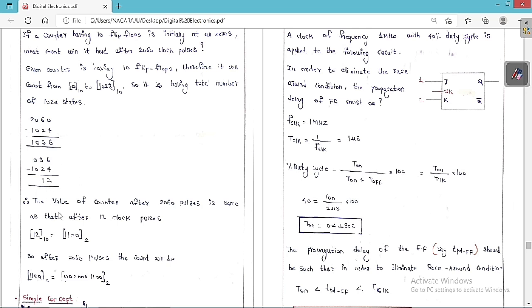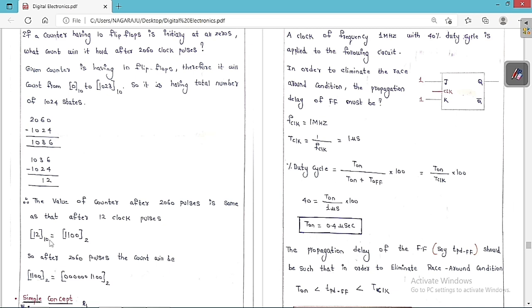So the value of the counter after 2060 clock pulses is the same as that after 12 clock pulses. Here you can see clearly after 12 clock pulses. It's a very important point. After 1 clock pulse you are going to get 0001. After 2 clock pulses you are going to get 0010. Like that we have to continue until you get to 12.